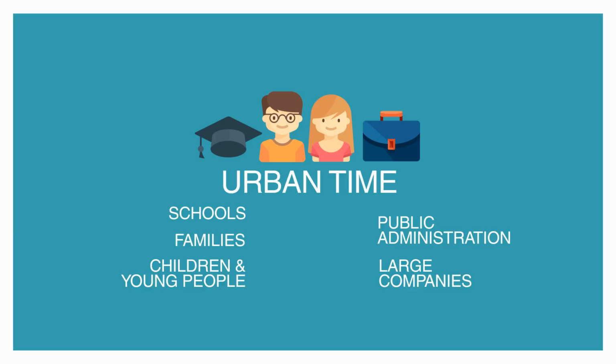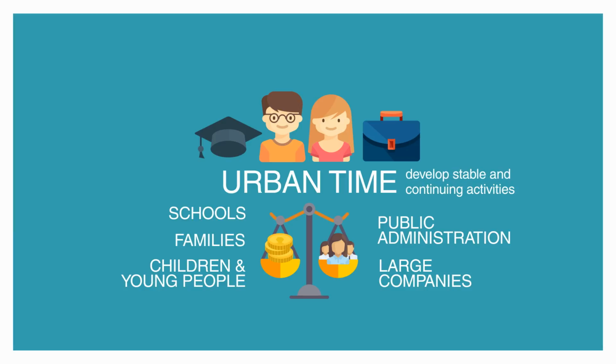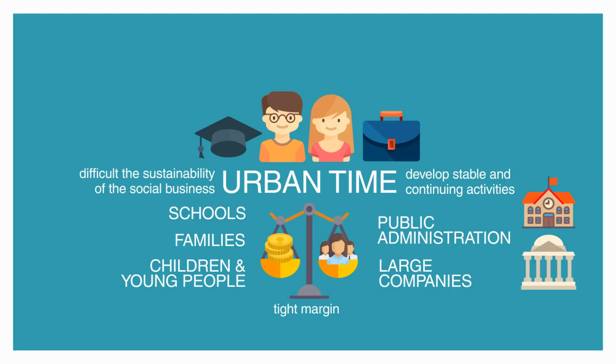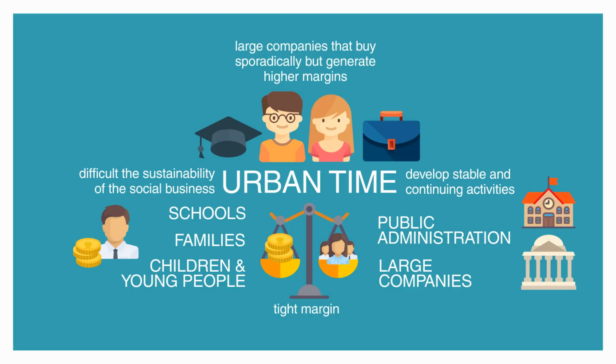In the choice of the customer segments, there is implicit a balance between economic sustainability and social impact. To provide quality employment for young people, it is necessary to develop stable and continuing activities, the ones offered to schools and public administration. However, such activities generate very tight margins that make difficult the sustainability of the social business. So they need to find a client with the ability to pay a higher price for an activity with added value. Those clients are large companies that buy sporadically but generate higher margins.